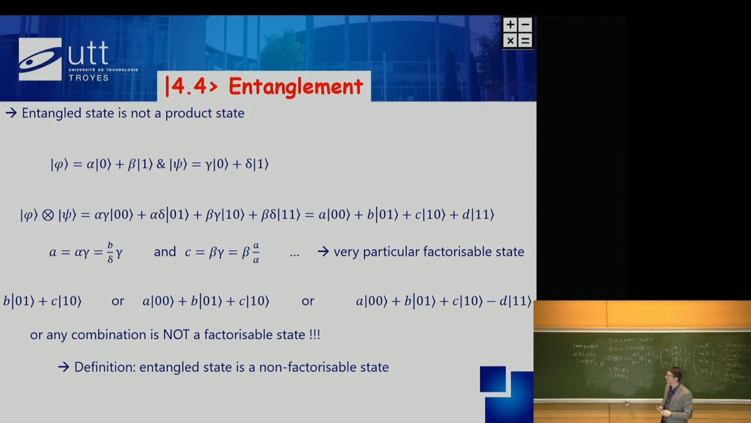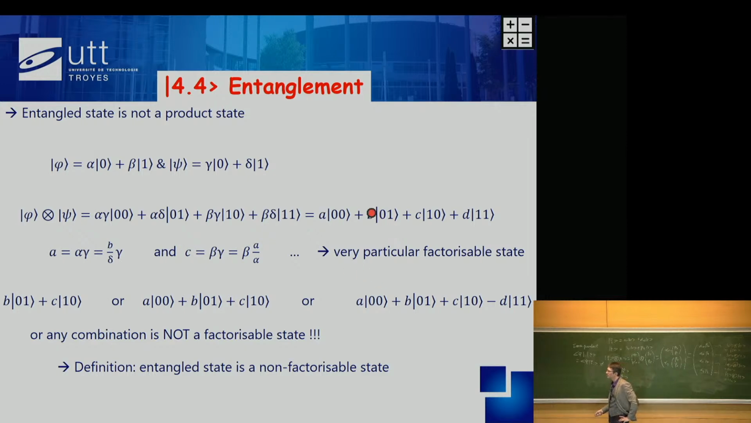So now I want to go to the very important notion, which is the notion of entanglement that I already talked about in the first lecture. So in fact, if I take 2 qubits, so phi and psi, and if I take the tensor product, like I did here, I have this state, okay, with these coefficients. So if I take alpha, beta, gamma, delta, then I've got these 4 coefficients, 4 terms, which I can rewrite A, B, C, D.